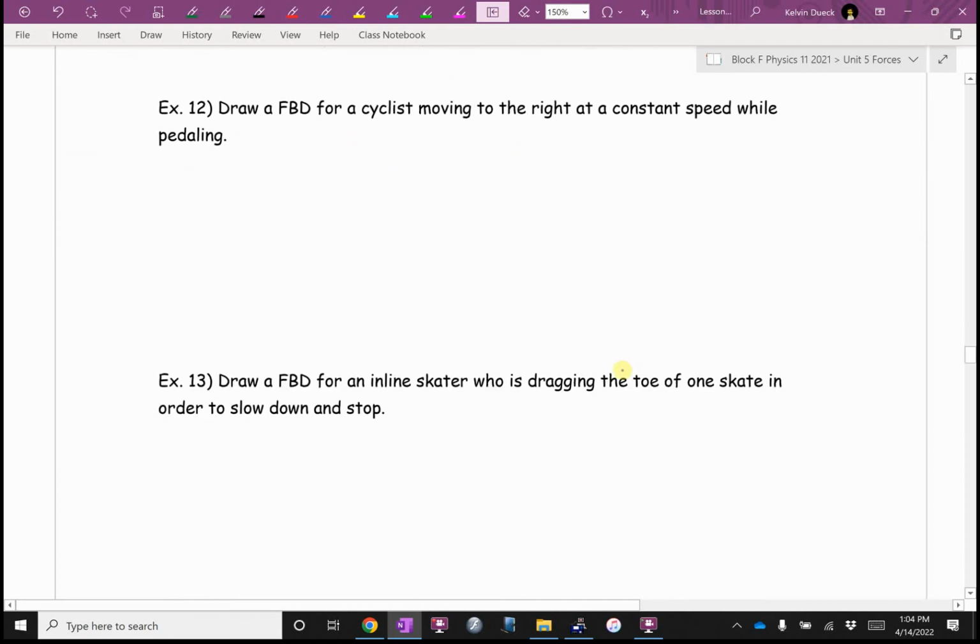Example 12. What does FBD stand for? Oh, okay. Draw a free body diagram for a cyclist moving to the right at... I would underline that mentally while pedaling. Okay. Ella, we can do this, you and I. What are the forces acting on this cyclist? Get the obvious one. Okay.